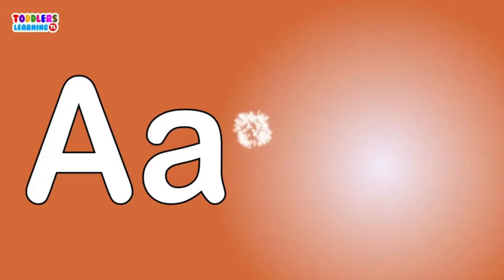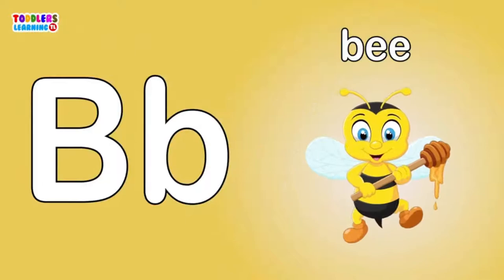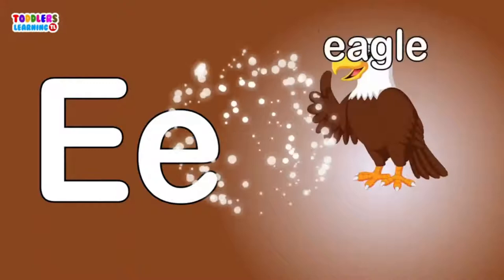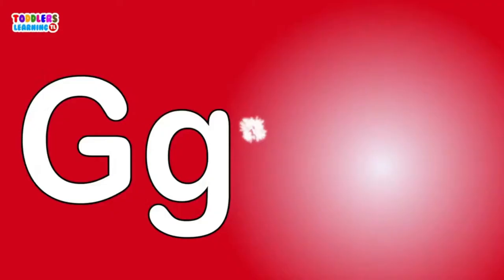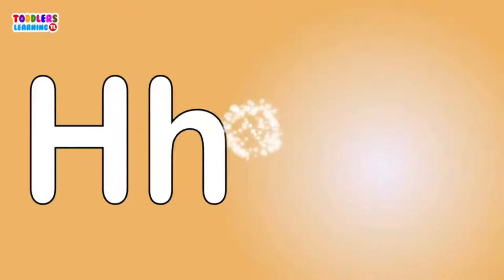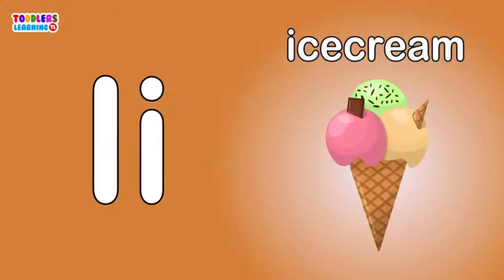A for ant. B for B. C for cat. D for dog. E for eagle. F for fish. G for gift. H for horse. I for ice cream. J for jellyfish.